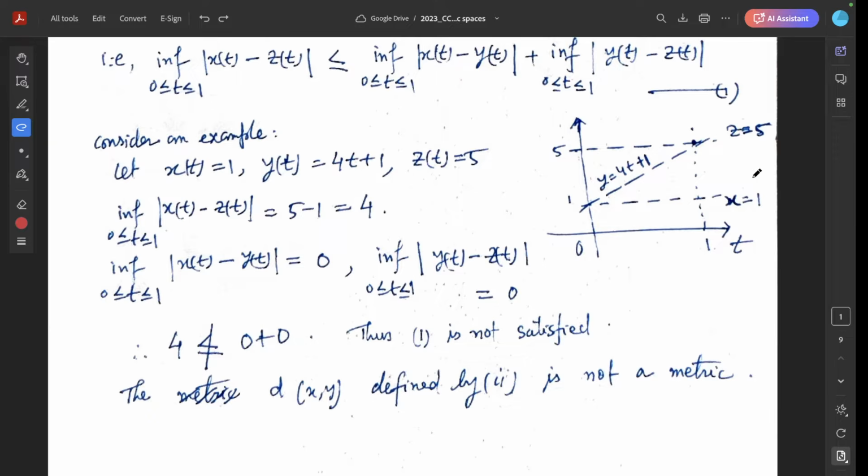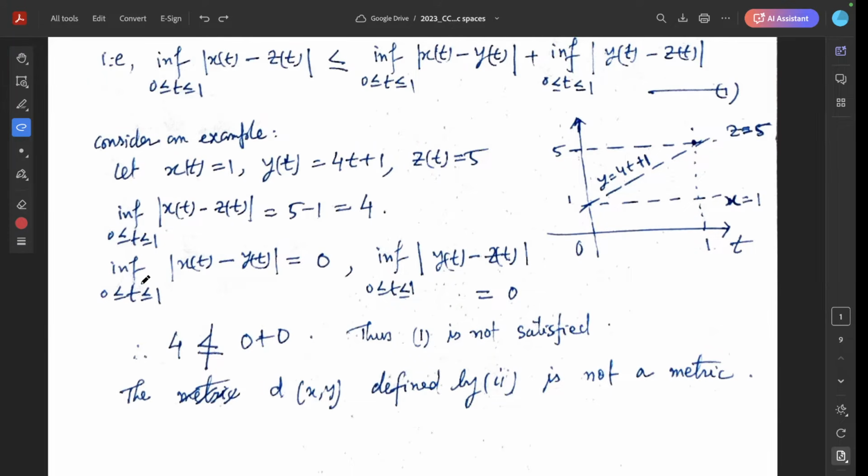Consider an example: x(t) equal to 1, on the t-axis; y(t) equal to t plus 1; and z(t) equal to 5. Then the infimum of |x(t) minus z(t)|, since x equal to 1 and z equal to 5, is always the constant difference between them, which is 4.